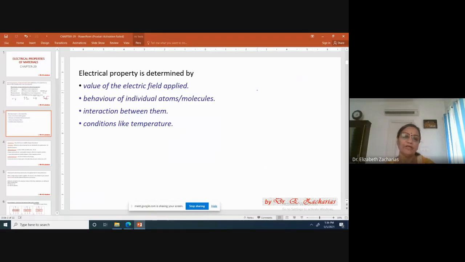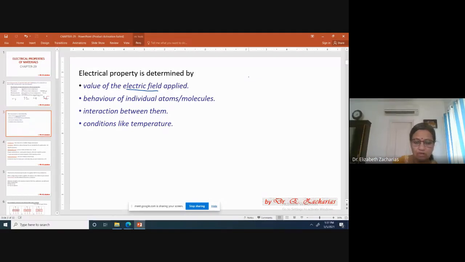Electrical property is determined by what decides whether something is a conductor or a semiconductor or dielectric. So these things are decided by the following things. First is, what is the value of the electrical field that you are applying? Sometimes a material may be a dielectric or an insulator for a certain value of field that you are applying. But when you apply a large field, it breaks down and becomes a conductor. I'll give you an example for this.